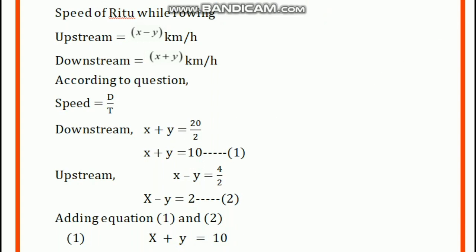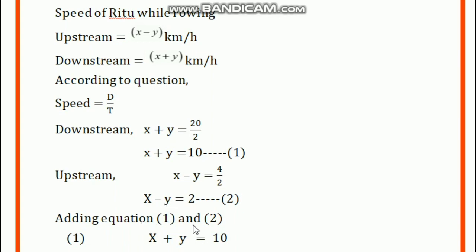So downstream, x plus y equal to 20 divided by 2, because the speed is x plus y, the distance is 20, and the time is 2. Then we can simplify these by using the second table, so we get 10. That is the first equation. Next, upstream, x minus y equal to what is the distance? 4 km. Time is 2. So 4 divided by 2 is 2. Therefore x minus y equal to 2.